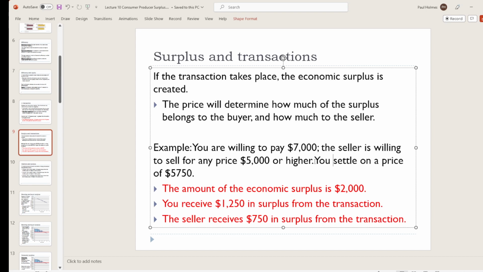Now let's suppose you end up settling on a price of $5,750. So now the difference between your willingness to pay and the price you actually pay is your, as the buyer, economic surplus from this transaction. For the seller, their economic surplus is the difference between the lowest price they would have accepted and the price they actually get. In this case, it's $750, so we say that the seller's surplus in this situation is $750.